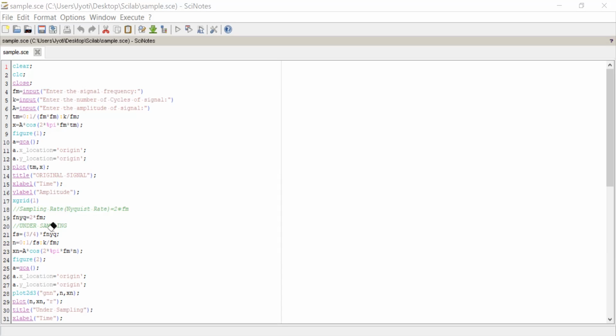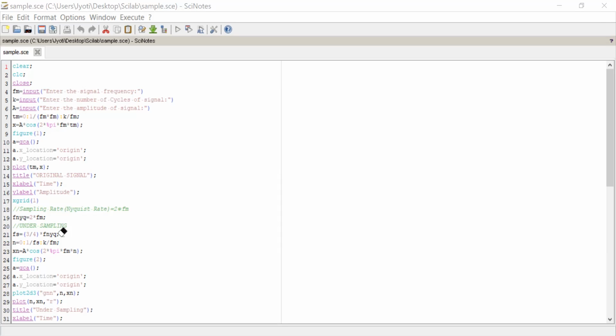Next, we'll do the undersampling. Undersampling means the Fs should be less than 2 Fm. Therefore, what I have taken here is Fs equal to 3/4 of 2 Fm, that is FNYQ. FNYQ is nothing but 2 Fm, which I already initialized here. Therefore, Fs is equal to 3/4 times FNYQ. That means we are doing the undersampling.